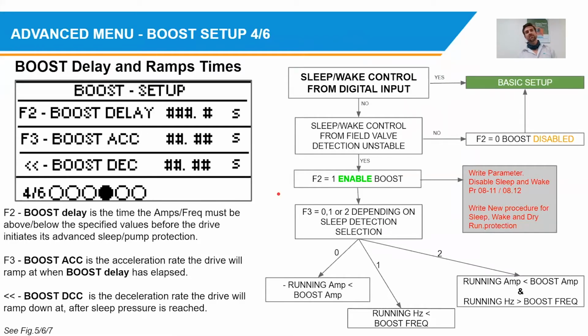Once the system starts to detect boost, or starts to recognize that amps are too low, or your speed is too low, and it needs to go into its shutdown procedure or its sleep pattern, it will start a boost delay timer. Okay, so this is the time it will take from being under the amps or under the frequencies before the actual boost is initialized. Now, once the boost is initialized, the user has an acceleration and a deceleration to choose from.